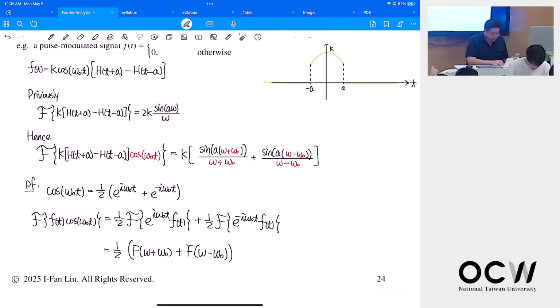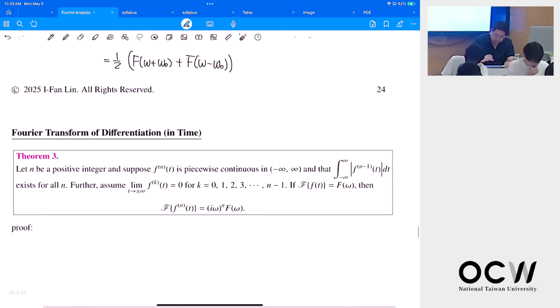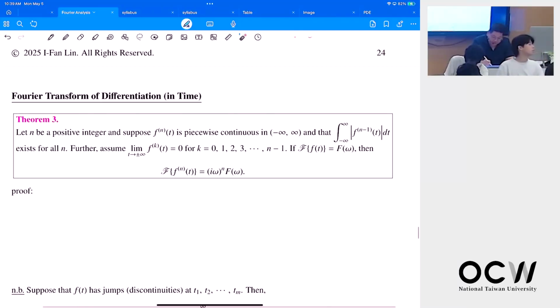Any questions for this one? You will learn more when you take the signals and systems course. And we will use modulation a lot. You will also see more applications when you take some advanced courses. Okay, if you don't have any questions, next one, the Fourier transform of a differentiation in the time domain.